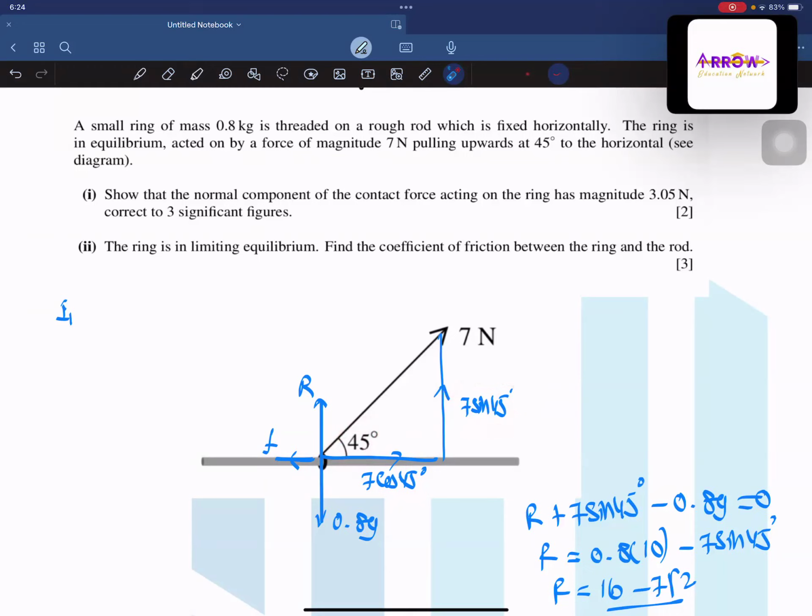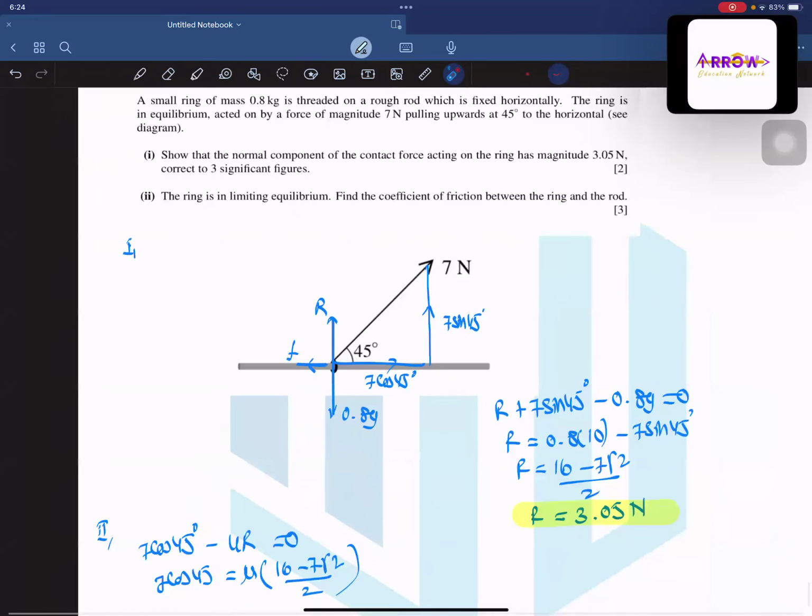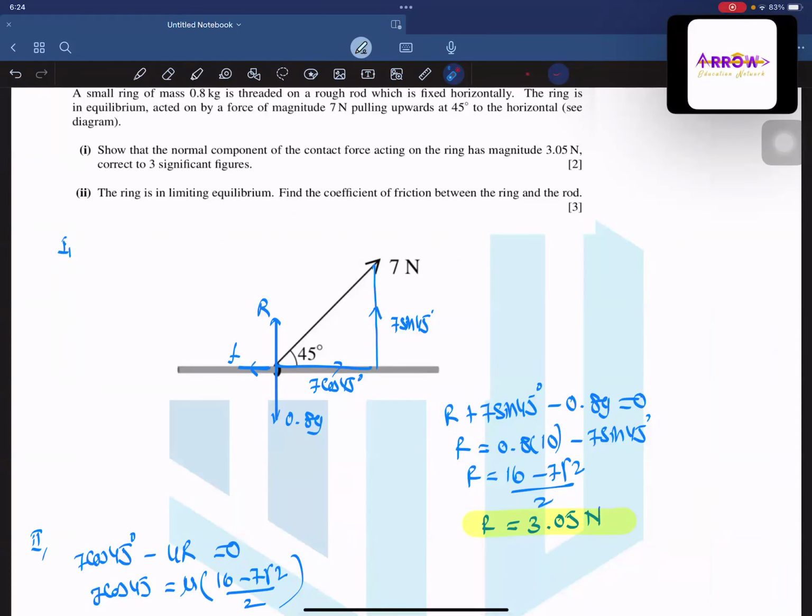All right, and since this 7 cos 45 would be trying to pull the ring towards the right, the friction would be acting in the opposite path. So what's happening over here is that the ring is in equilibrium, so basically the forces are balanced. What we are going to do first is find the value of R. We need to show the value of R over here in part 1.